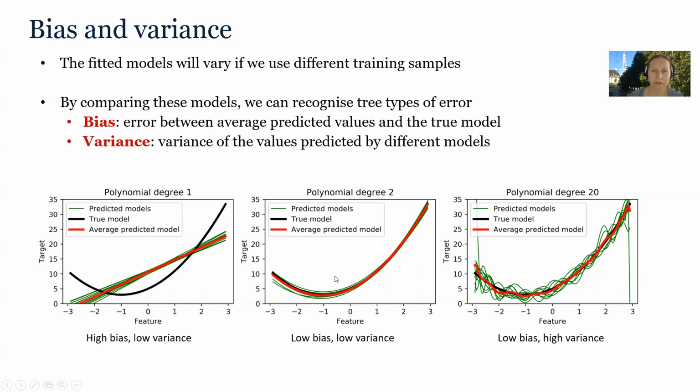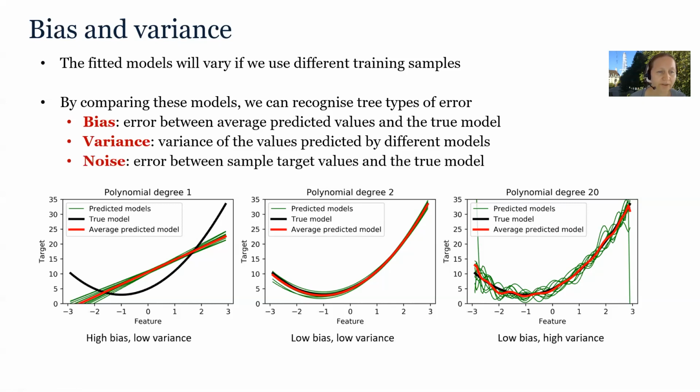The second type of error is called variance, and this is the variance of values predicted by different models. So you can see that in case of linear and quadratic fit, the models don't vary so much from each other, so variance is low in both of these cases. But for polynomial degree 20, we have large variance. You can see that models vary from each other, so we call it high variance. And obviously, the models with low bias and low variance are the optimal models.